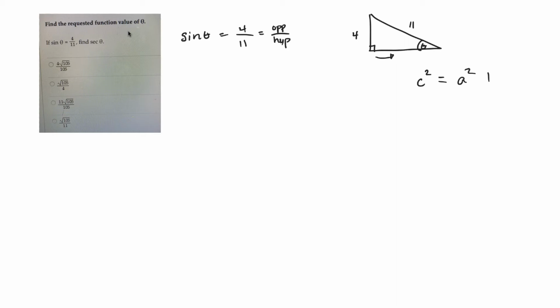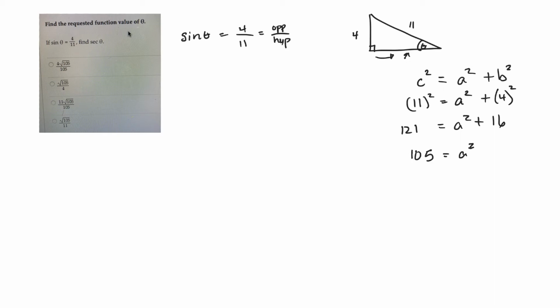So c squared is a squared plus b squared. C is 11 squared. A, let's use this for a, so I don't know a, plus b, that's 4. Okay, so 11 squared is 121. A squared plus 16. So a squared is equal to 121 minus 16. I'm thinking 105. Is that right? Oh, in the answer there's a 105, so it's a good sign.